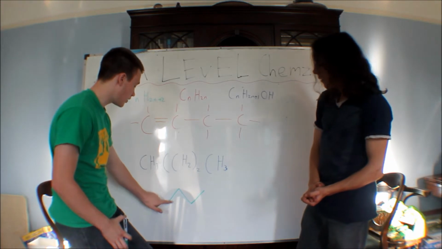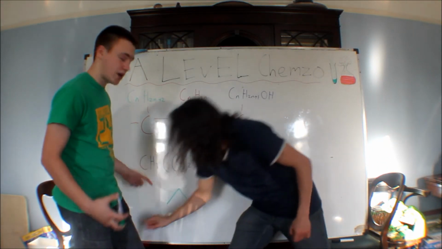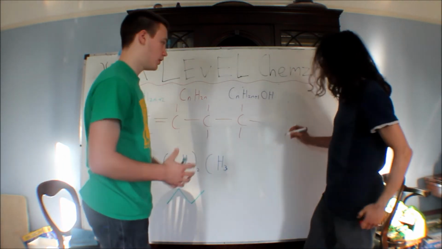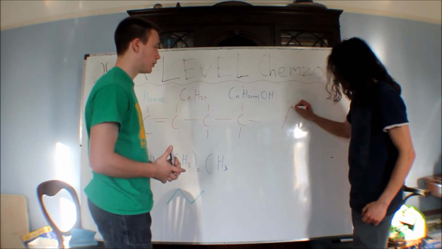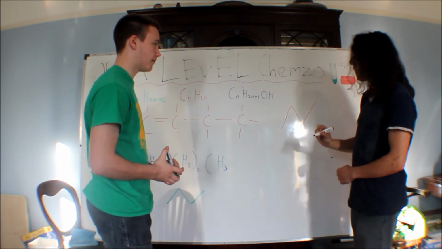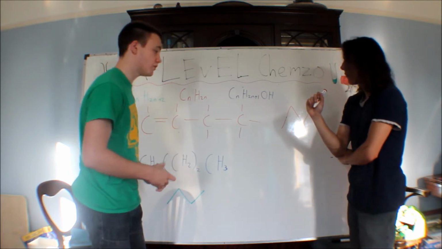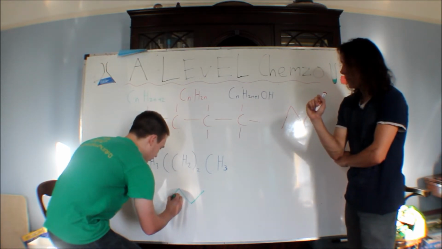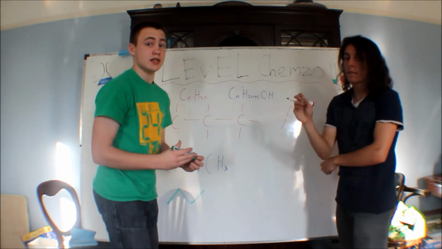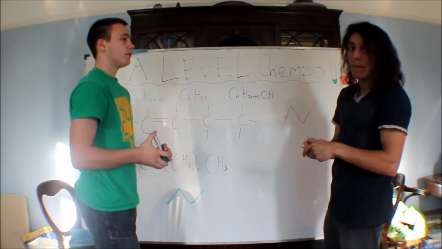So we did an alkane, butane, and that looks like this. Right, draw it up again here. And if we have an alkene, the next one down in the list, and we've just drawn that, it looks like this if it's butene.